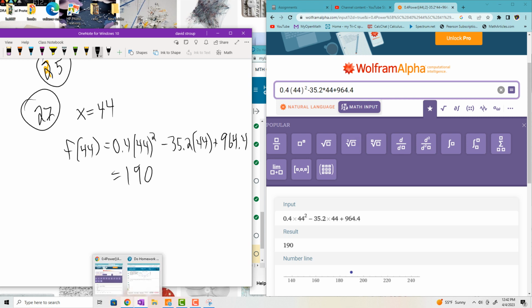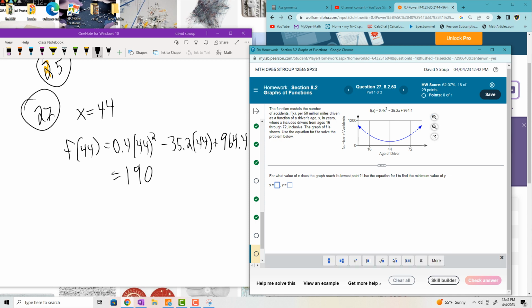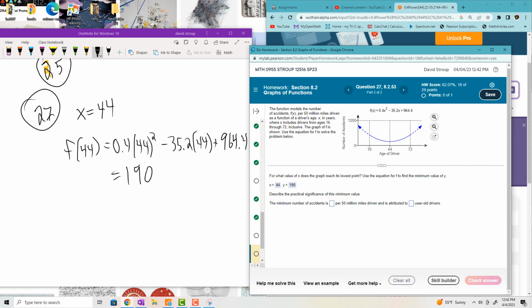Okay, let me toggle back over to the homework. So it looks like 44, 190. Oh, sorry, it's 190. Then they want you to describe what that means. x is the driver's age, so that would be 44-year-old drivers are really good at driving because they only have 190 accidents per 50 million miles driven.